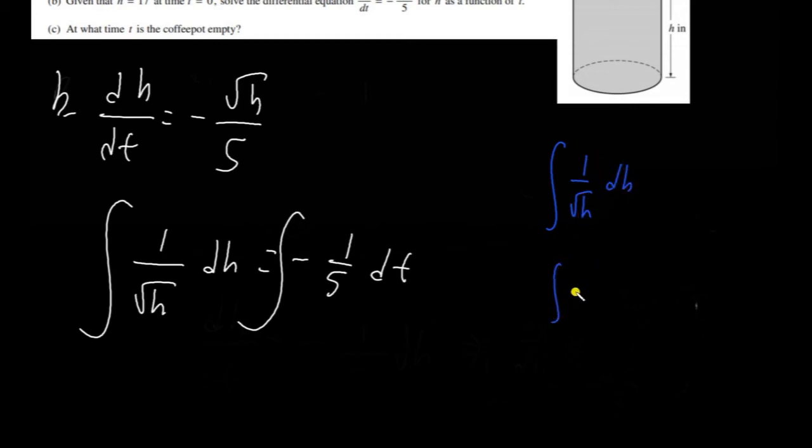Now that we have our h's on one side and everything else on the other side, we can integrate both sides. Okay? Let's do this in a separate little region. So the integral of 1 over square root of h dh. If we want to rewrite this in terms of an exponent, this is h to the 1/2, but since it's in the denominator, we're going to flip it and make that negative. So h to the negative 1/2 dh. And if we were to integrate that, we would get 2 h to the 1/2, or 2 square root of h, right? Since we are adding 1 and multiplying by the reciprocal.